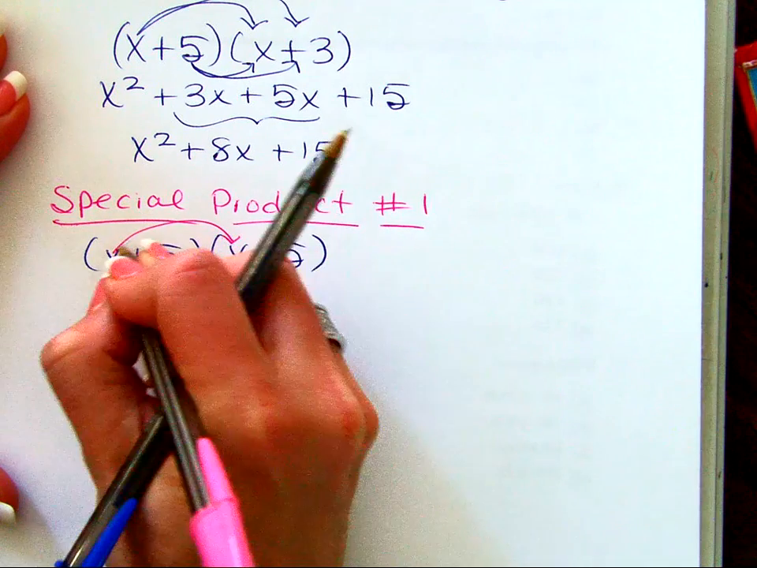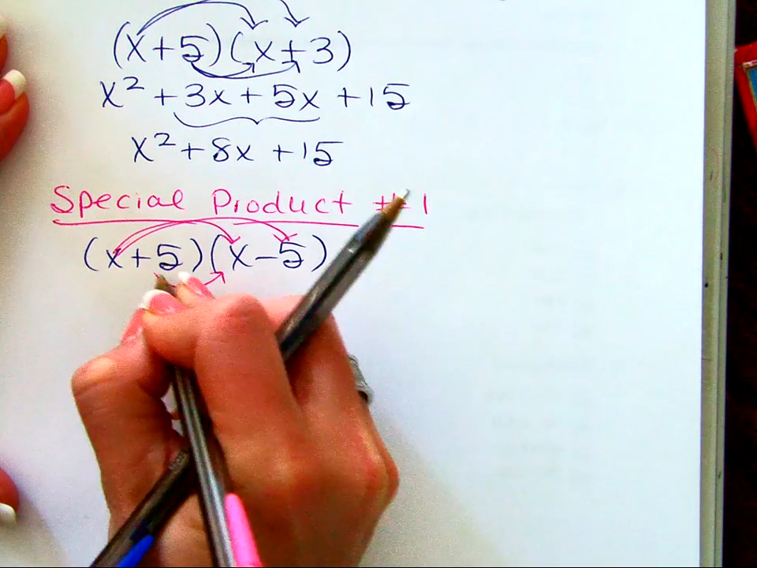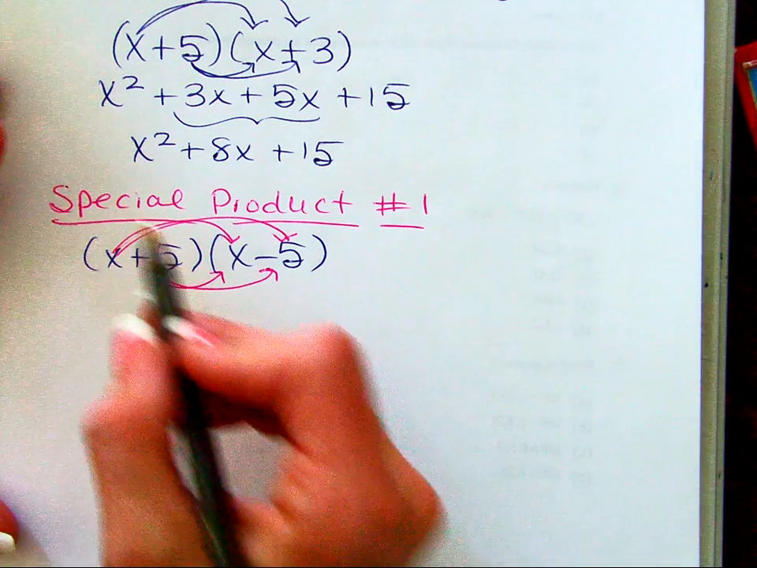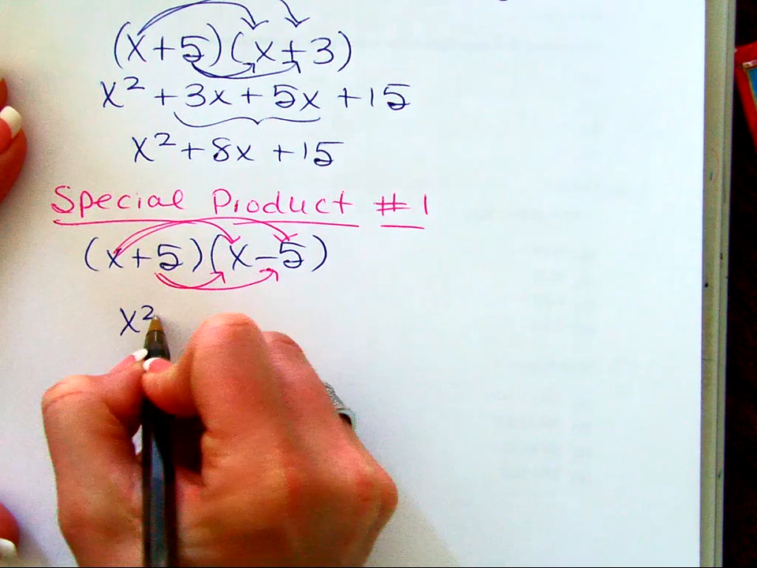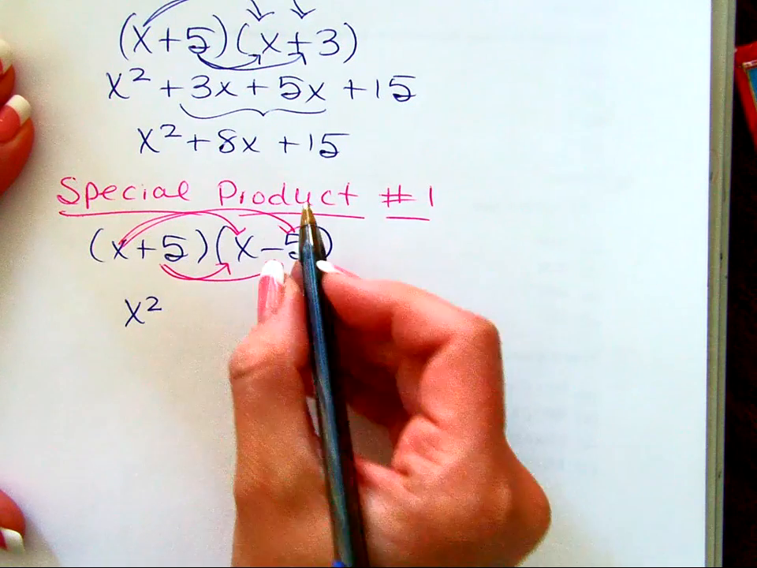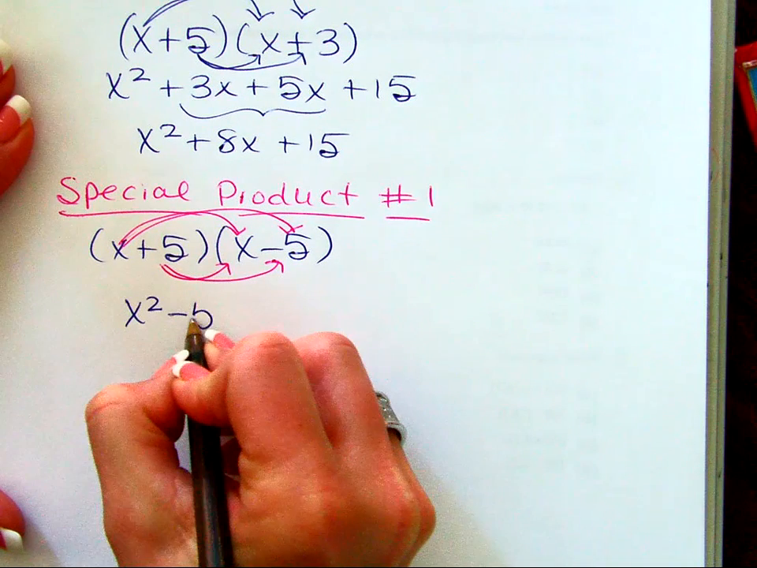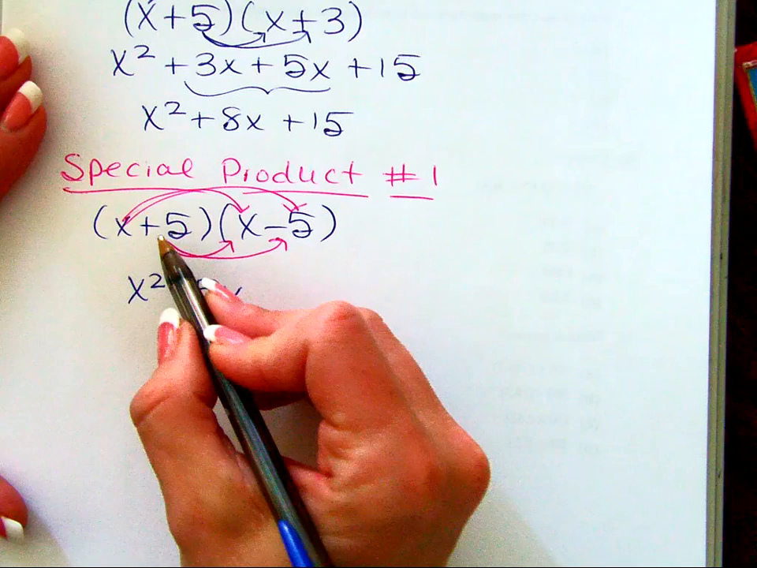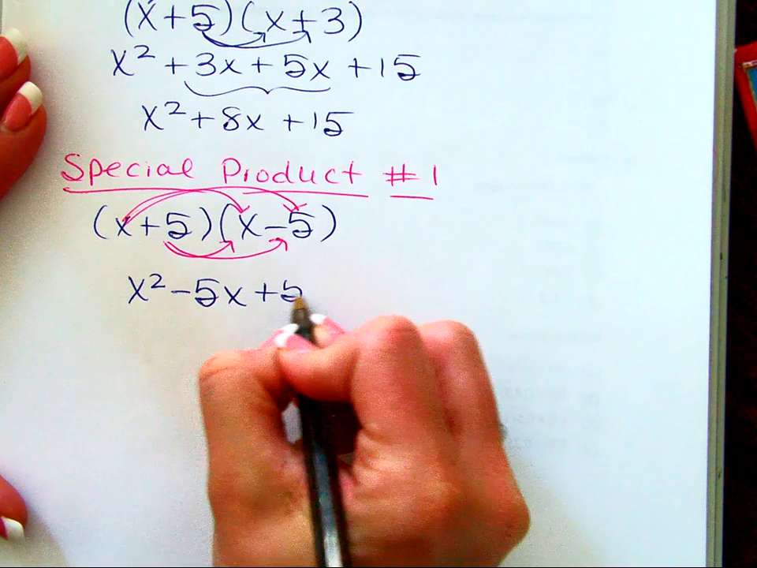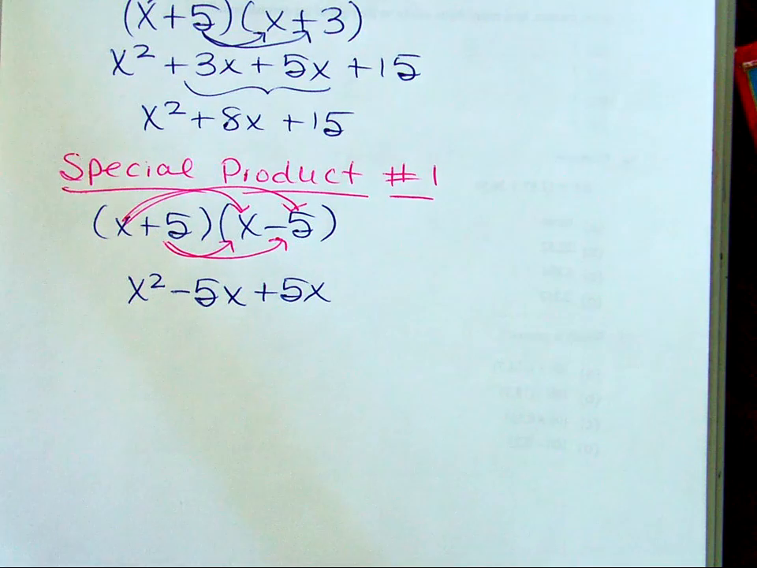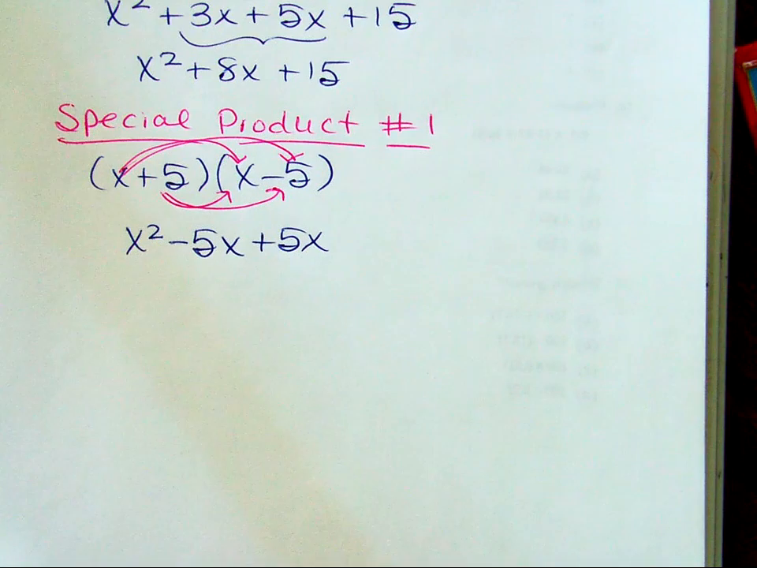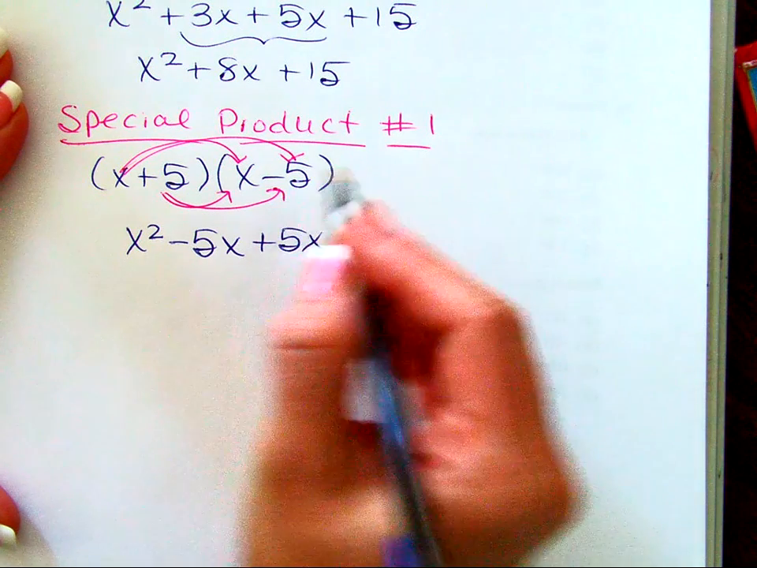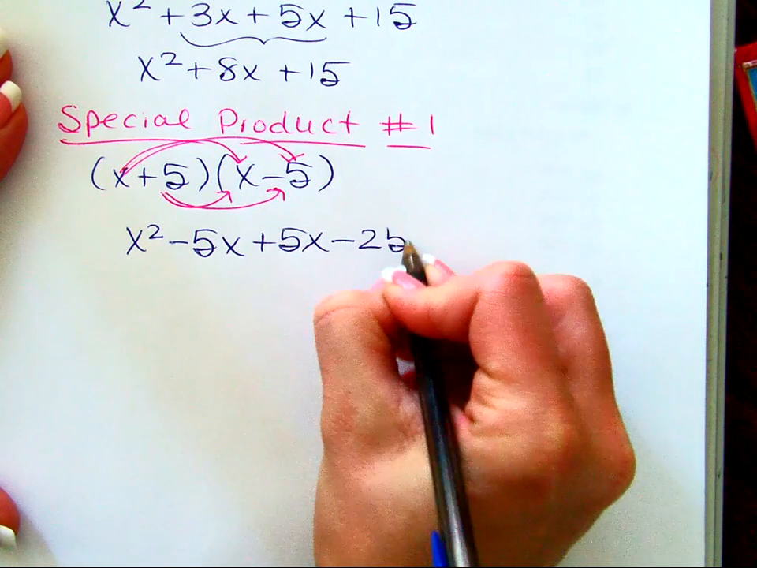So if I FOIL this out, I'm going to do x times x and x times negative 5. At some point, probably after this lesson, I'm going to stop drawing those arrows. So x times x, x squared. X times negative 5 is negative 5x. Now let's distribute the positive 5. And positive 5 times x is positive 5x, which I already know you're looking at thinking, oh, those are just going to cancel. That's right. But then what is a positive 5 times a negative 5?